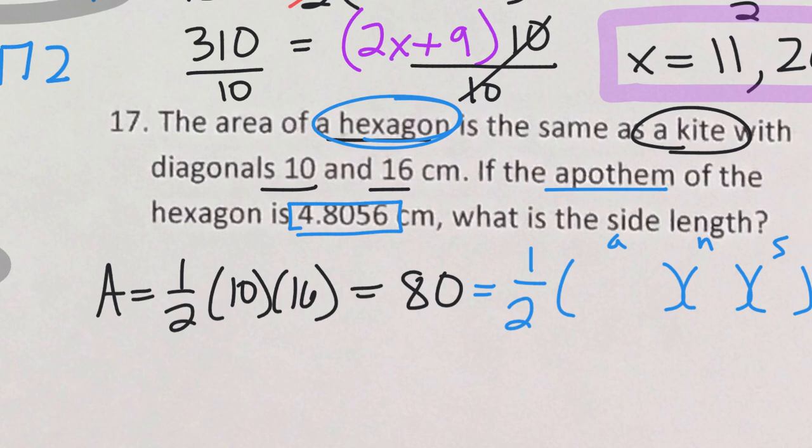So the apothem is given to us as 4.8056. How many sides does a hexagon have? 6 sides. And do we know the side length? Nope, so we can call that x. So our side length is your variable. Okay, so let's put all of this stuff into your calculator. 1/2 times 4.8056 times 6. Let's see what we get when we do that.